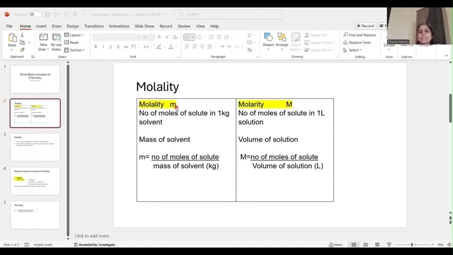It is denoted by small m, and it tells you about the number of moles of the solute in 1 kg of solvent. So that's why I was stressing that all this time we were talking about solution, but in molality we talk about the solvent. So what is molality? Molality is the number of moles of the solute in 1 kg of solvent.